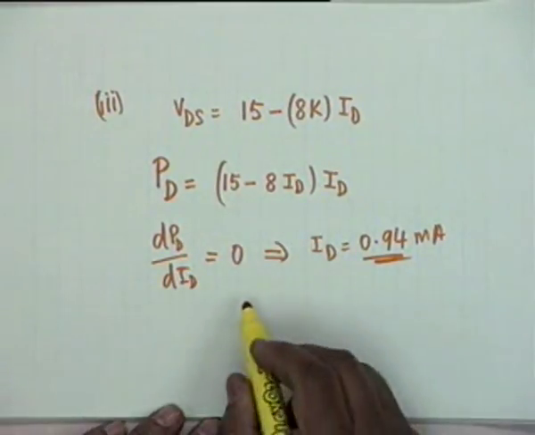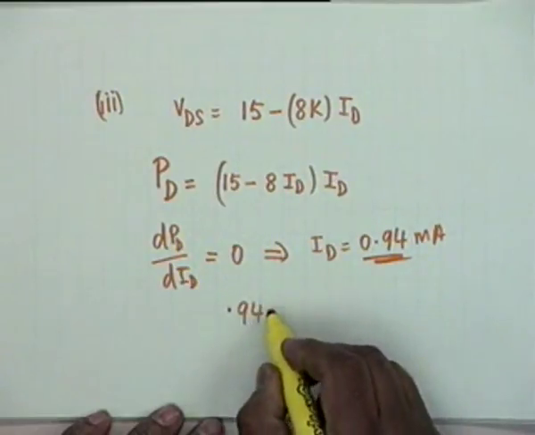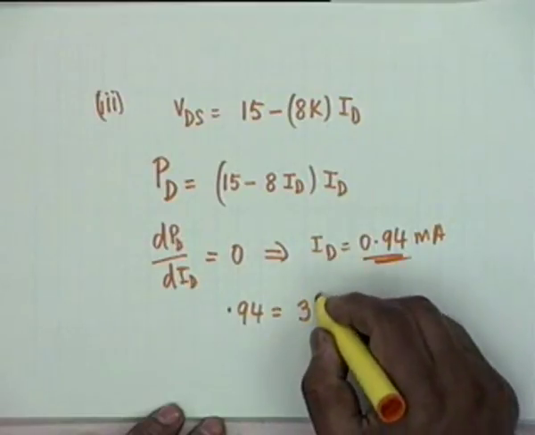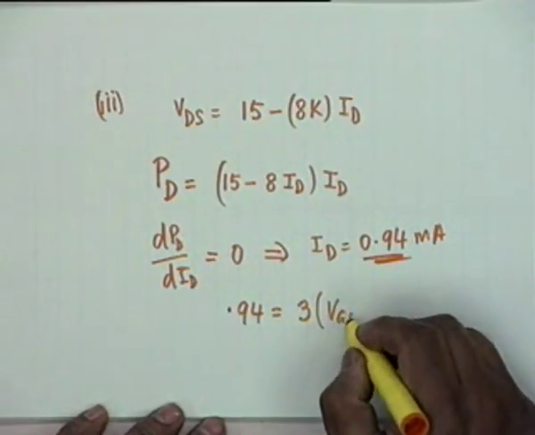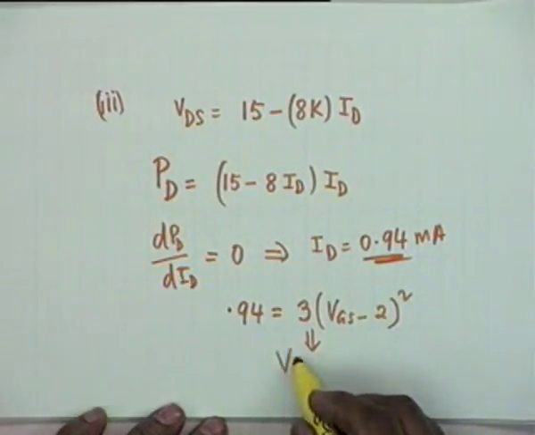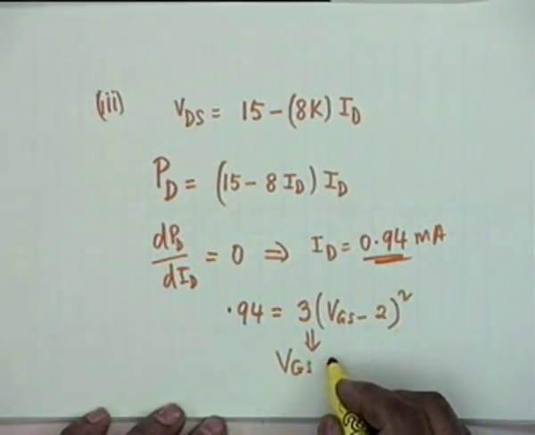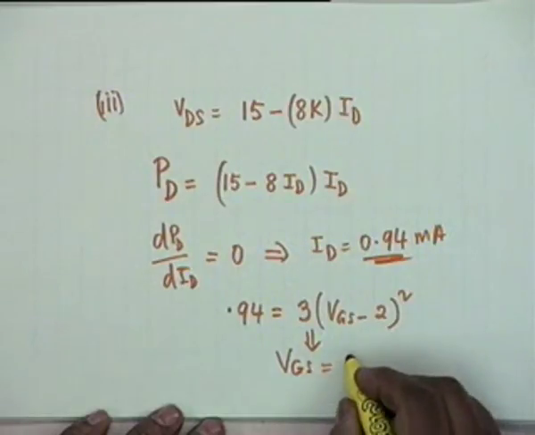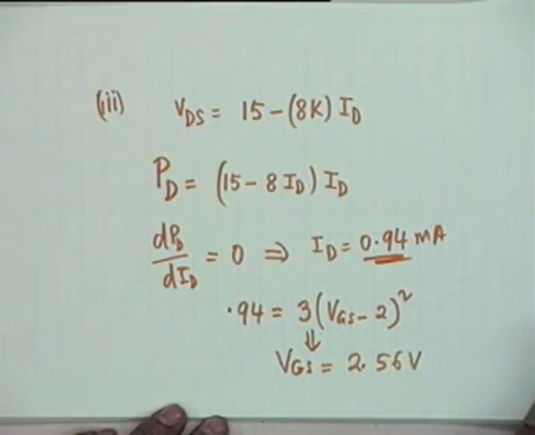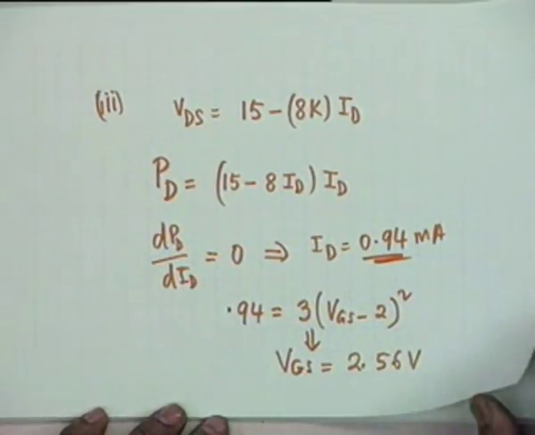And if it is 0.94 milliampere, then 0.94 should be equal to 3 times what? VGS minus 2 whole squared. So you know VGS. From this you know VGS, and VGS comes out as 2.56 volt. If you know VGS, then of course you know R1 and R2.